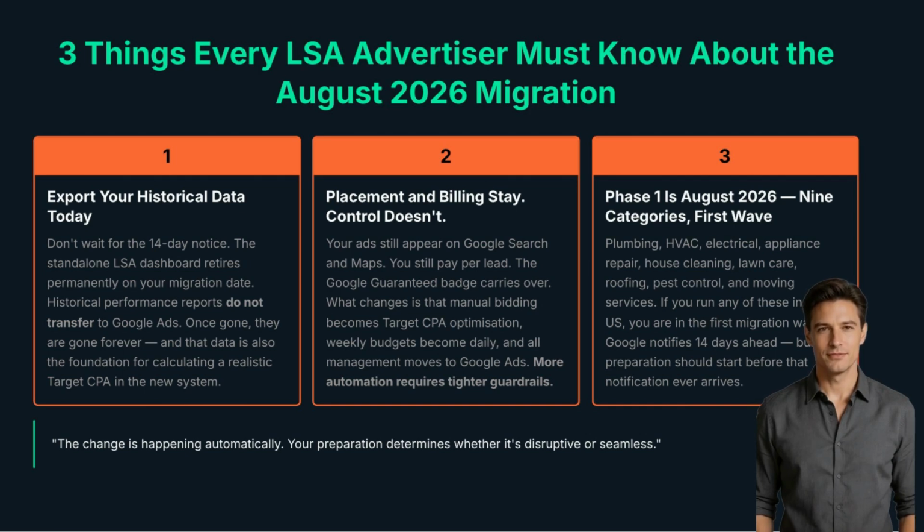Number 3. Phase 1 starts August 2026 for 9 U.S. home service categories: plumbing, HVAC, electrical, appliance repair, house cleaning, lawn care, roofing, pest control, and moving are in the first wave. If you're in one of these categories, your migration is coming in weeks, not months. The preparation timeline in this video assumes you're acting now, not after the notification arrives. The change is happening automatically. Your preparation determines whether it's disruptive or seamless.